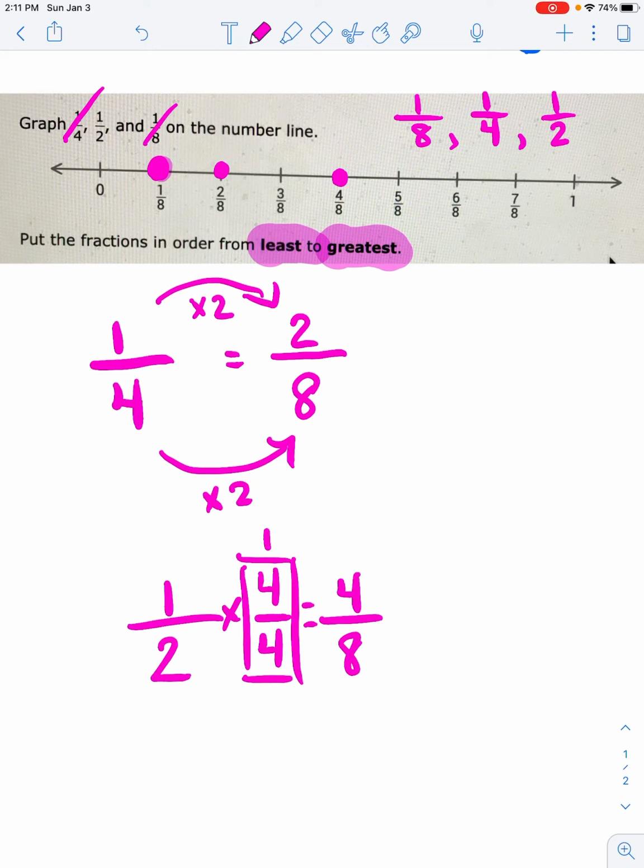And so when you do have a number line that has the same denominator for all the demarcations, all the intervals, and you have fractions that have different denominators, what you are going to need to do is find common denominators before you do your graphing and ordering. And that just makes sense because, again, you want to compare and order the same size pieces.